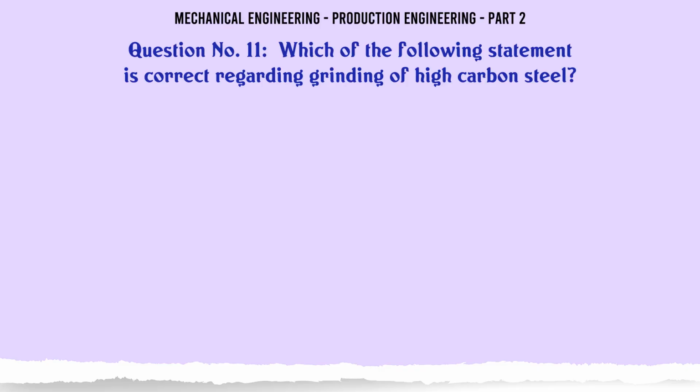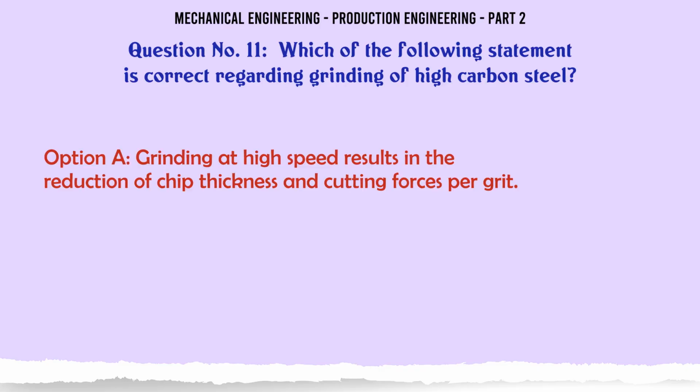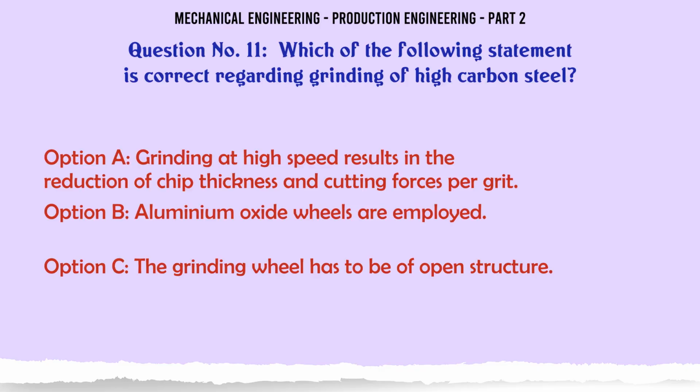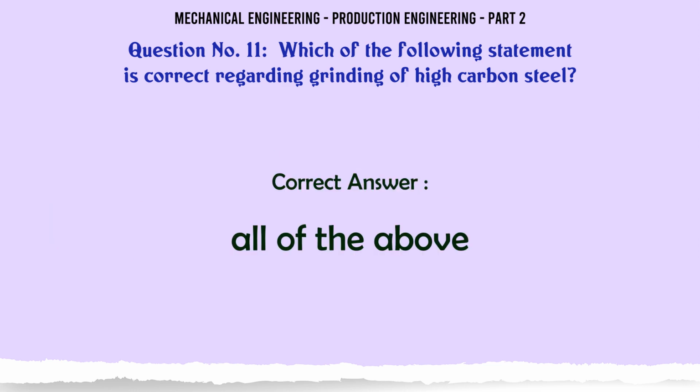Which of the following statements is correct regarding grinding of high carbon steel? A. Grinding at high speed results in the reduction of chip thickness and cutting forces per grit. B. Aluminum oxide wheels are employed. C. The grinding wheel has to be of open structure. D. All of the above. The correct answer is all of the above.